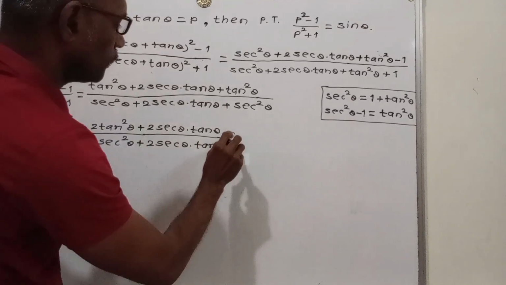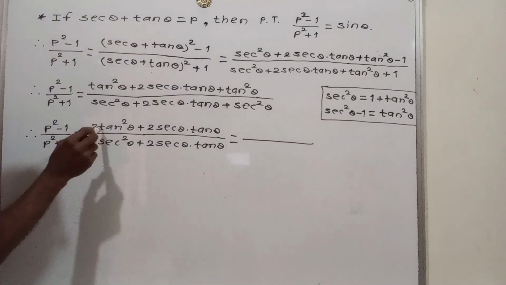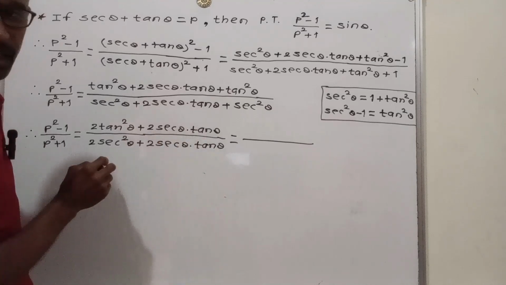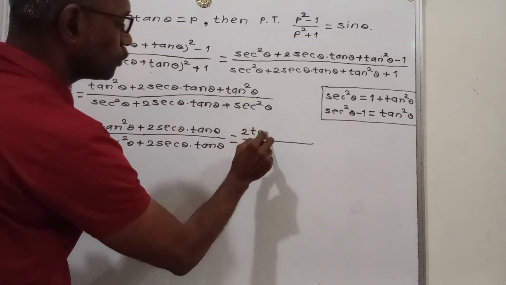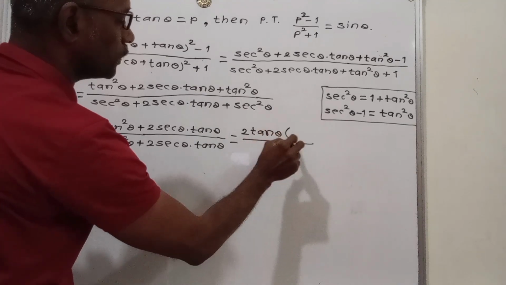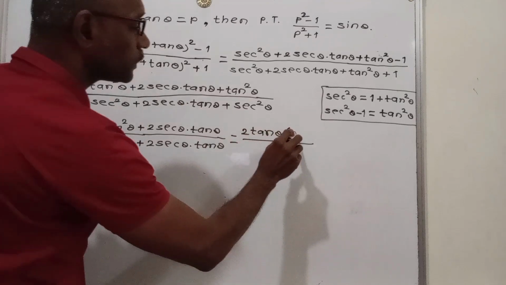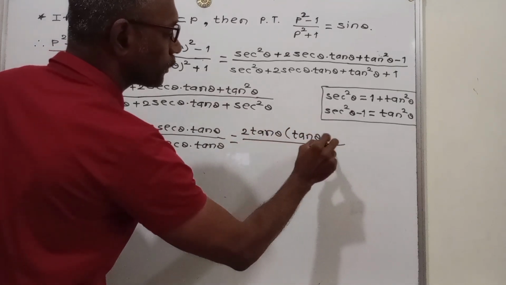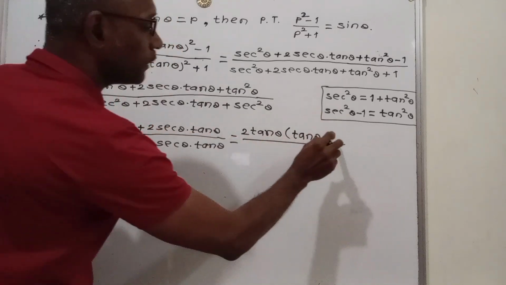Now we write here, see this, 2 times tan square theta, and here 2 tan theta common. 2 tan theta common, then what is left? Tan theta plus 2 tan theta common, then what is left?